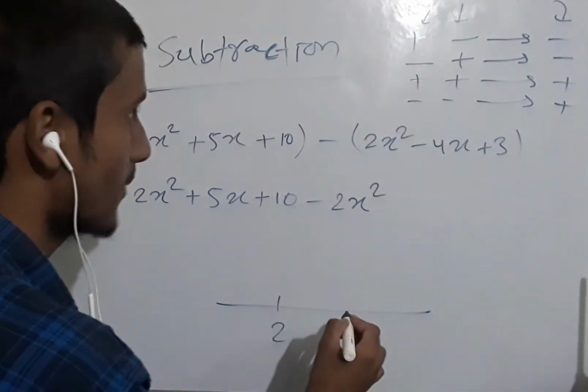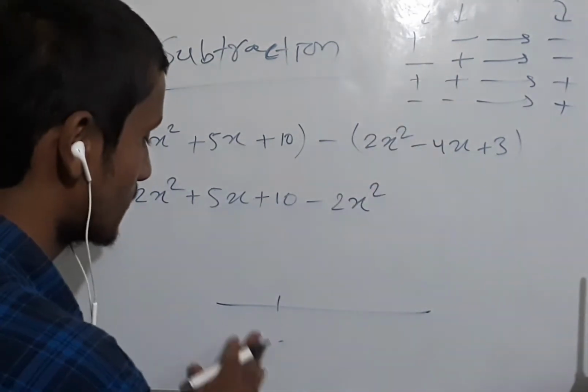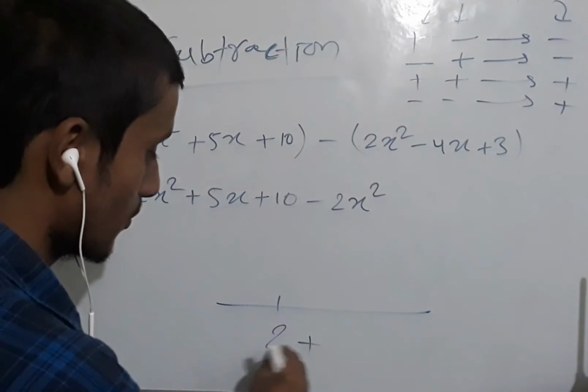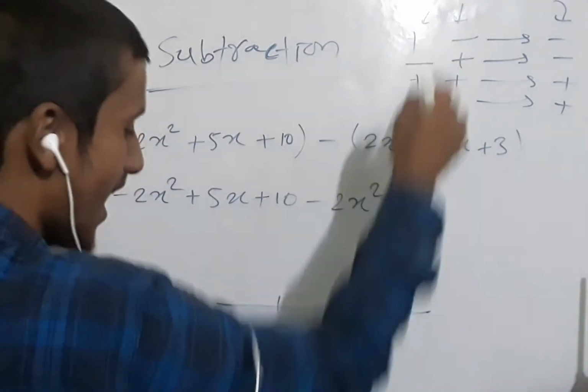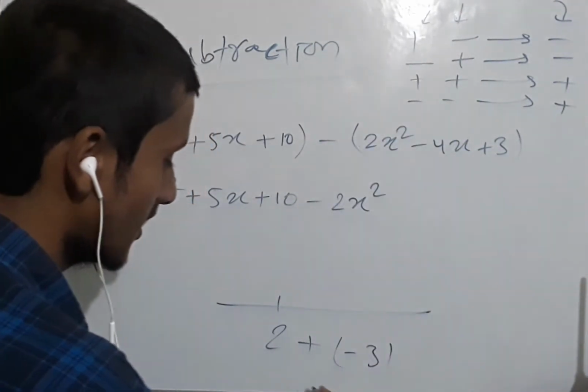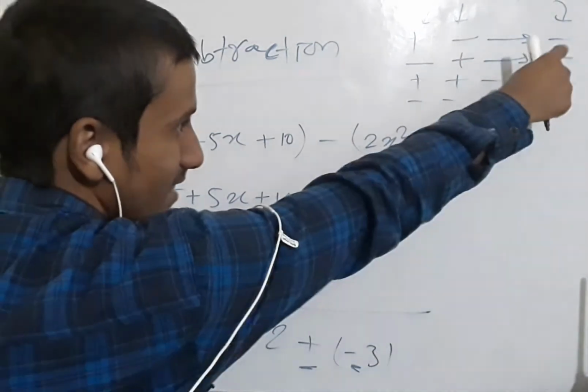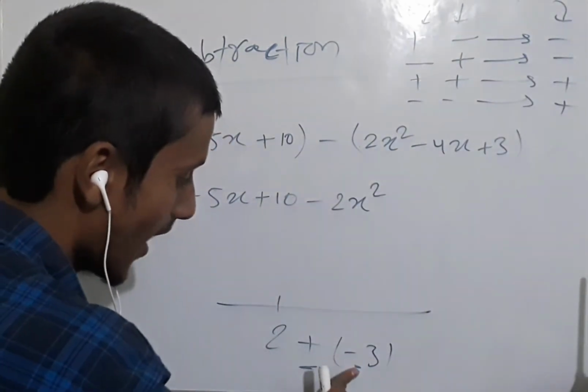Plus 2 and then minus 3. If we have, let's say, 2 here, we want to add to this minus 3. And then there is plus minus, and as the rule states, it will be minus.